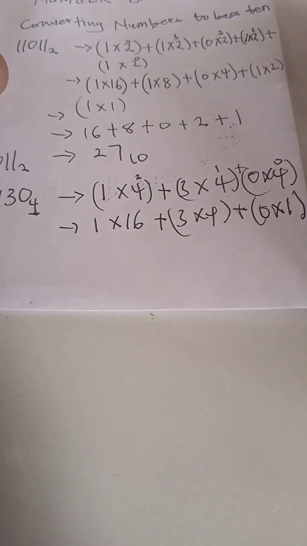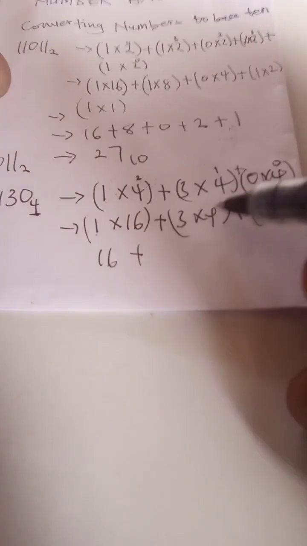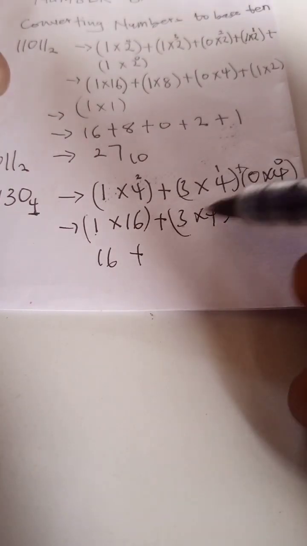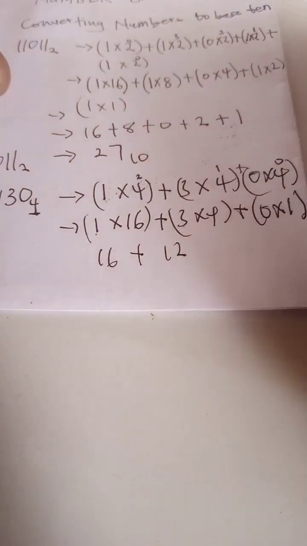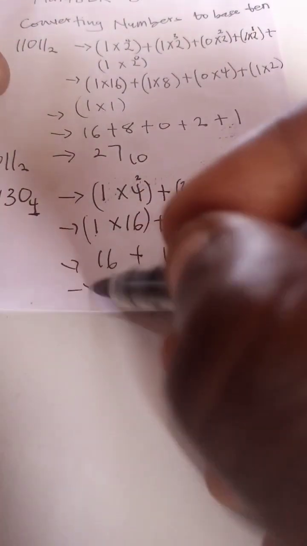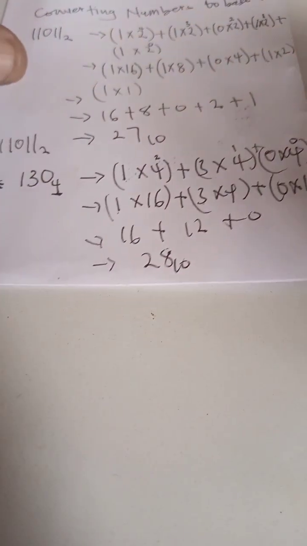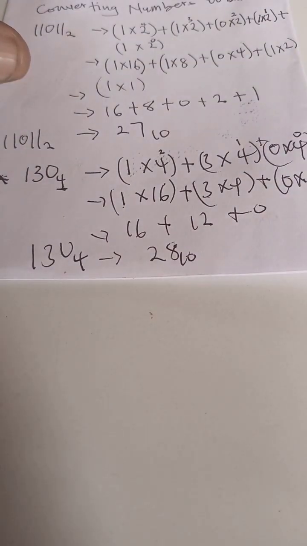Then just expand this. So 1 times 16 is 16, plus 4 times 3. 3 times 4 is what? 12. 0 times 1 is 0. So when you sum all this up, you get what? 28 base 10. So converting 130 base 4 to base 10, it is 28 base 10.